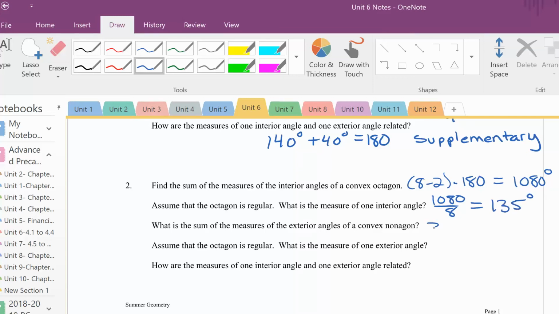The exterior angles, remember, are always 360. So one exterior angle is 360 divided by 8, which is 45. And notice 135 plus 45 is 180, so they are supplementary as well. And that's always going to be the case. The interior and exterior are always going to be supplementary.